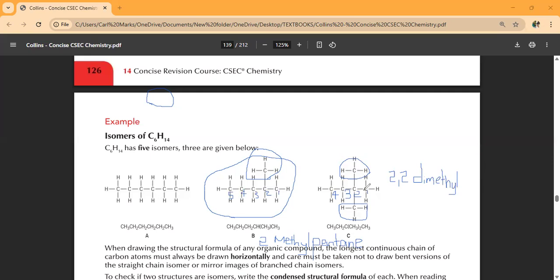So we have 1, 2, 3, 4. What is our prefix there now? Remember: meth, eth, prop, but, pent, hex, hep, oct, non, and dec. So how many do we have here? 4. So what is our prefix?